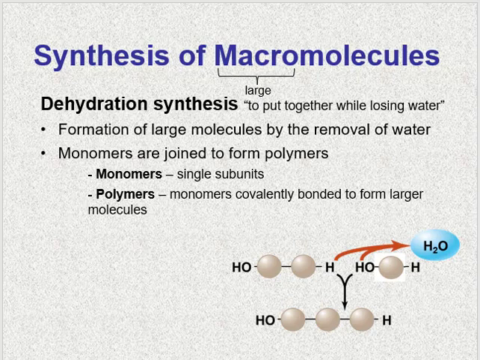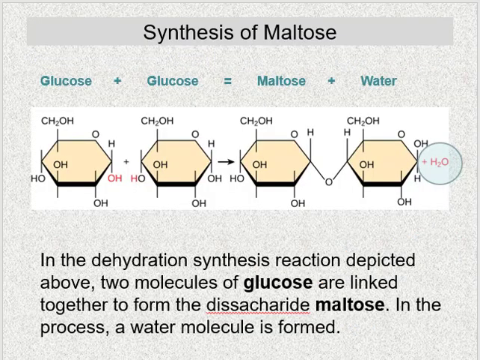When this happens, monomers release water molecules as byproducts. So this type of reaction is called dehydration synthesis, which literally means to put together while losing water. Here's an example of dehydration synthesis. This is the synthesis of maltose. 2 glucose molecules covalently bond to form maltose and a byproduct of water.